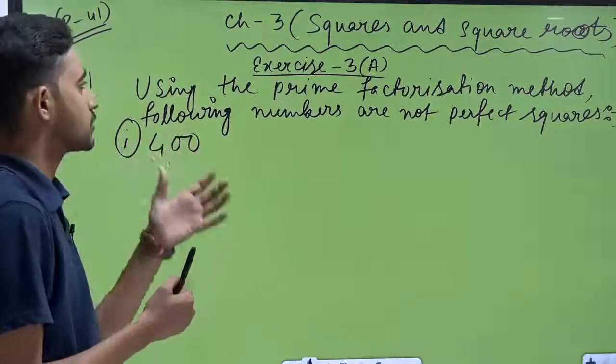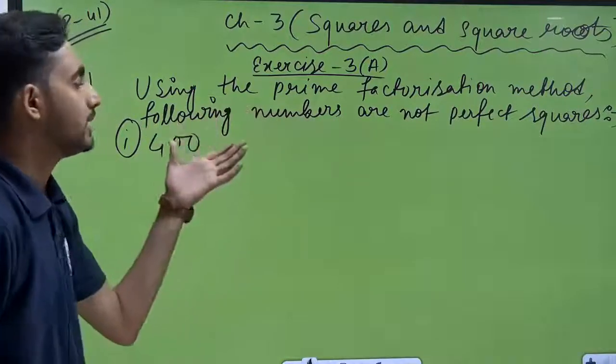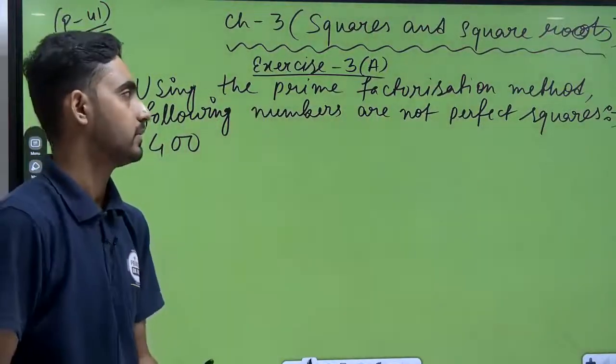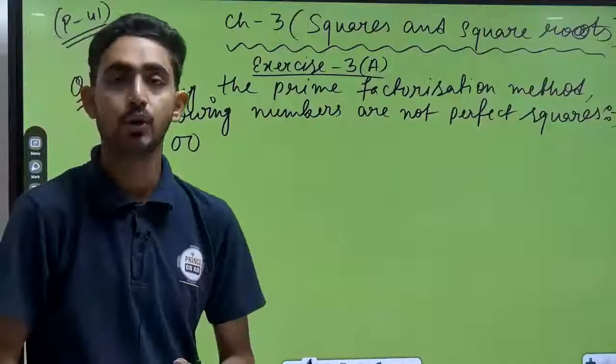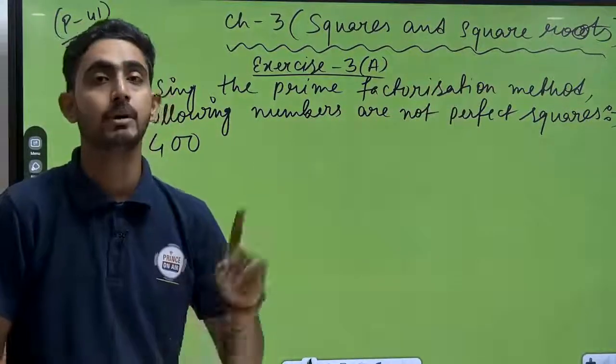Okay, students, so today we'll start exercise 3A. First question, given using the prime factorization method: the following numbers are not perfect squares. Which of the numbers are not perfect squares? With the help of the prime factorization method we have to find out, and we have already studied this method from class 6th.